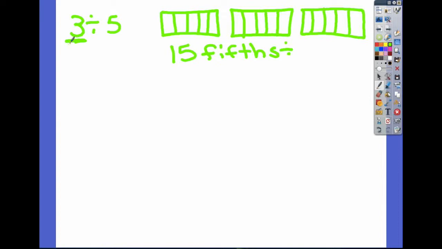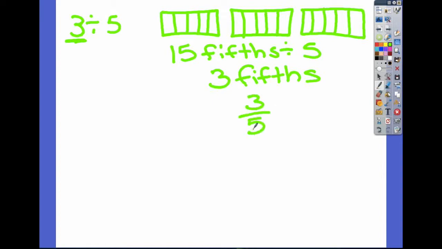And what am I dividing by? 5. 15 divided by 5 is 3. But don't forget your label. 3 what? Also known as 3 fifths.